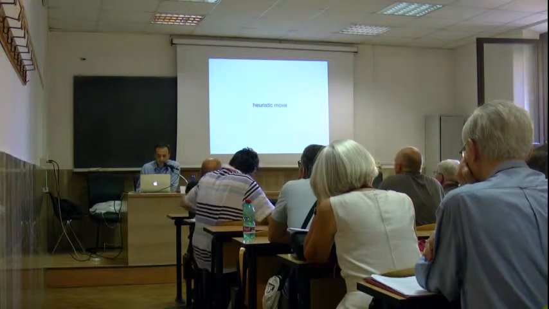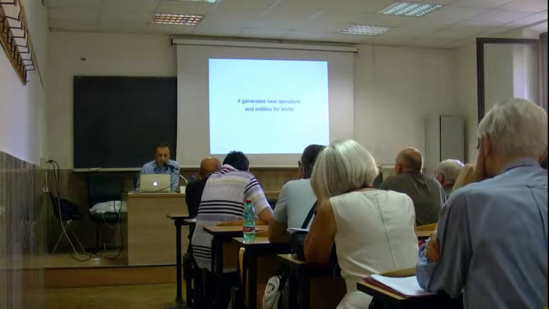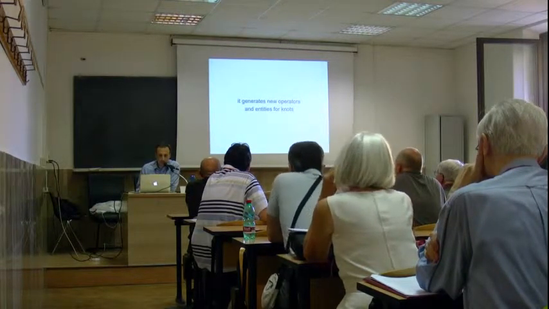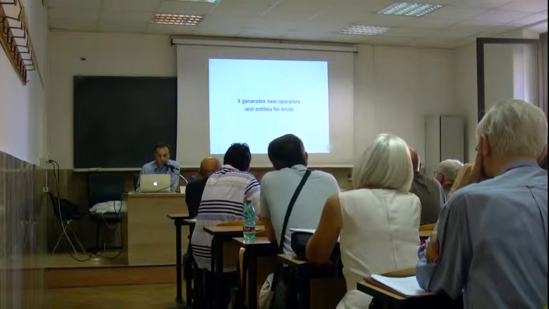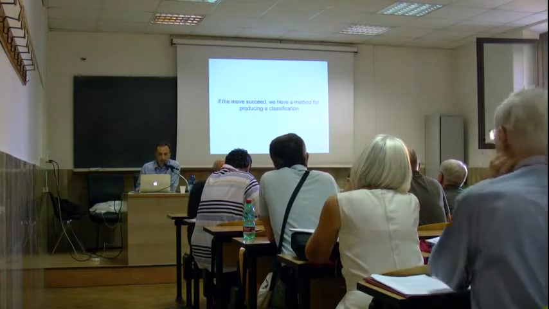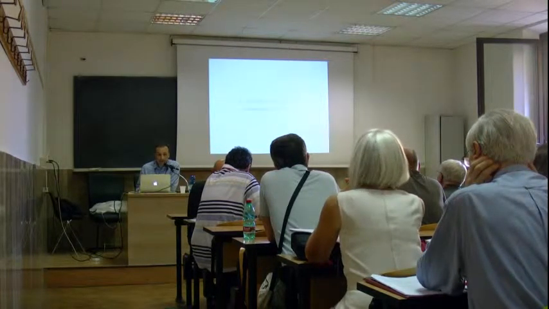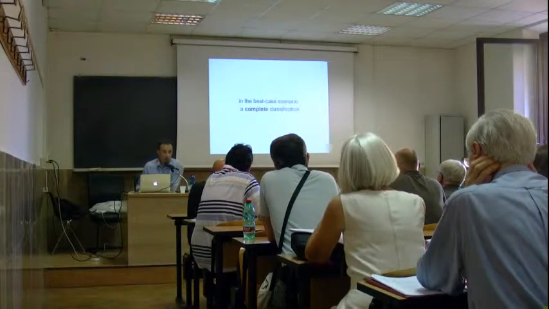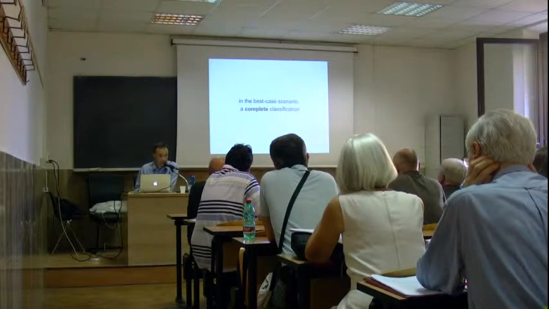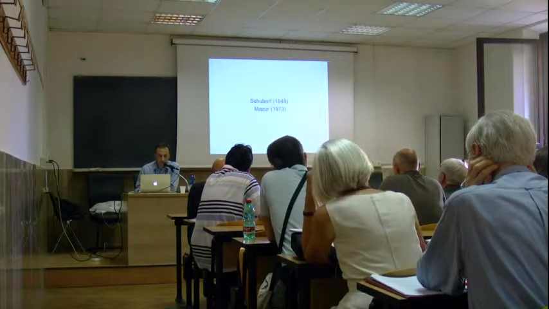And if this move can be made, it generates new operators, identities for knots. And moreover, we have a method for producing a classification, and in the best case scenario, a complete classification, a kind of arithmetics of knots. And the idea of a number theoretical approach to knots goes back to Gauss and was deepened, put forward by Schubert and Mazur.